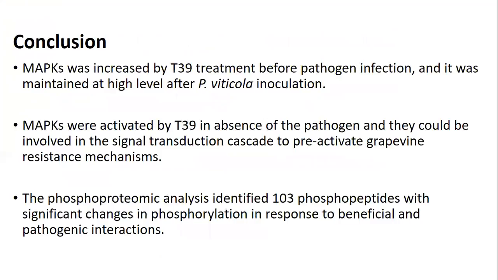In summary, activated protein kinases were increased by T39 treatment before pathogen infection, and it was maintained at high level after P. viticola inoculation. Mitogen-activated protein kinases were activated by T39 in absence of the pathogen, and they could be involved in the signal transduction cascade to pre-activate grape resistance mechanism. The phosphoproteomic analysis identified 103 phosphopeptides with significant changes in phosphorylation in response to beneficial and pathogenic interaction.